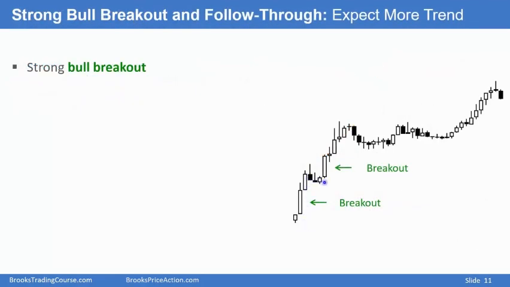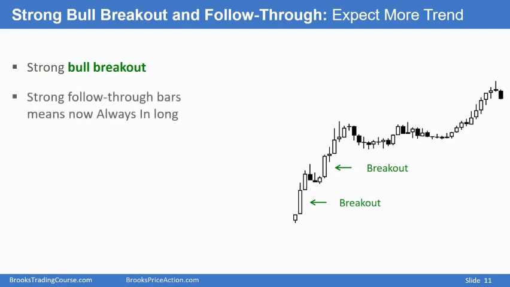Strong bull breakout, strong bull breakout. The market's probably going higher. So we get a breakout, good follow through, breakout, good follow through. The market's always in long. If you had to be in the market long or short, you would only pick long. The odds are the market's going higher. Strong bull bar on the breakout, and then the next bar is strong as well. That's the follow-through bar.